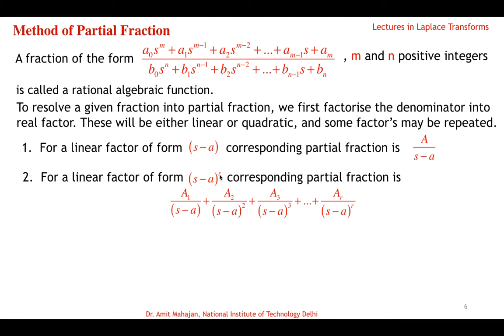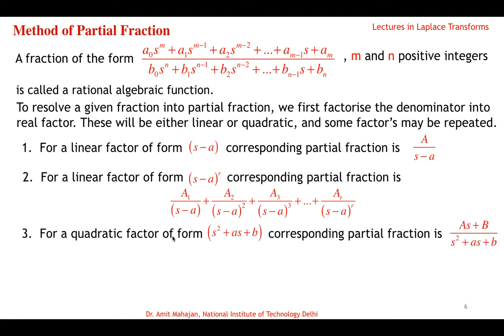So similarly, if you have a quadratic factor of the form s square plus as plus b with power 1, then the corresponding partial fraction is As plus B over s square plus as plus b. Okay, so a linear factor in the numerator. So if we have a linear factor, we have only a constant in the numerator. If we have a quadratic factor, then we have a linear factor in the numerator.